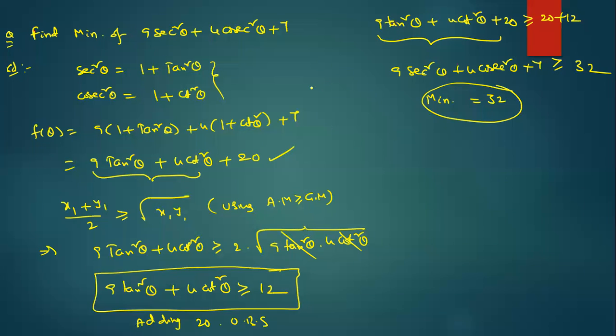Yeah. So one more model. How do you proceed? This time I'm giving a similar question. See, dear students: 25 cot square theta, for example, plus 9 tan square theta.